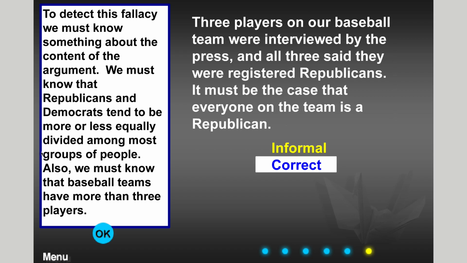Okay, so this is generally not the case, sadly enough, in our society, that there are huge, in some sense, America is often segregated along party lines in many states, right? In general, the majority of New Yorkers tend to be Democratic, whereas in Texas, the majority of the population at this time is Republican. Okay. We also must know that baseball teams have more than three players. So here, again, it's about looking at the content. Okay.